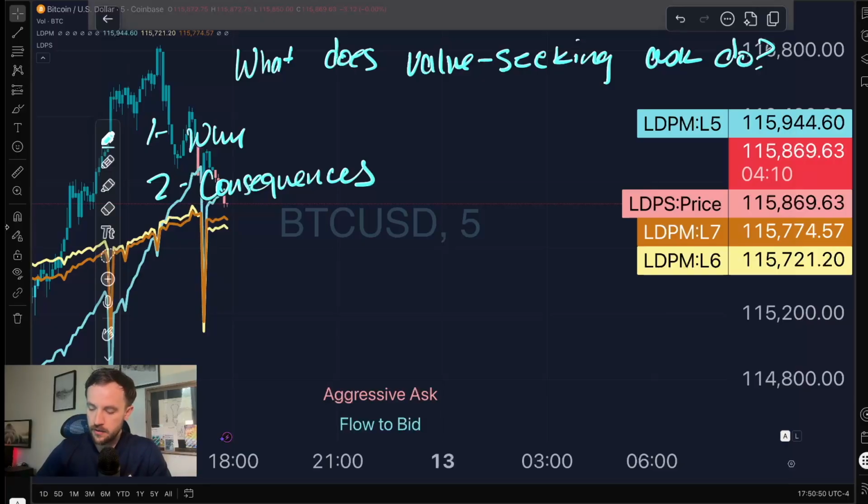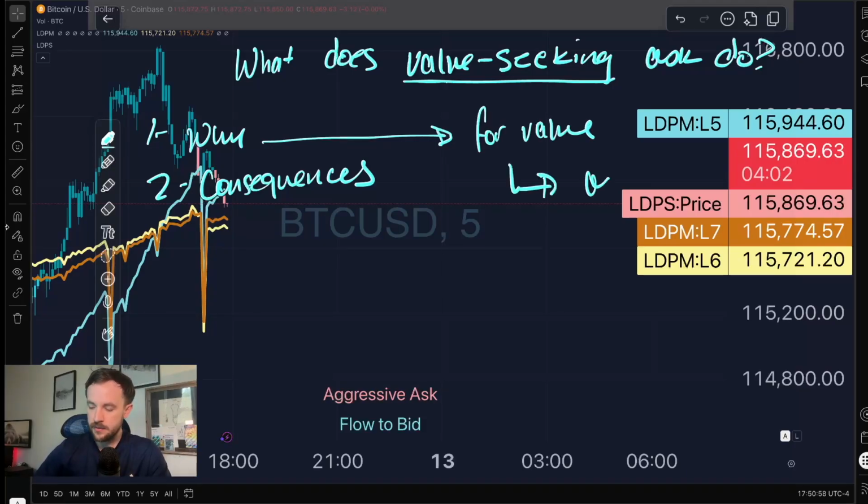For the organic, the value seekers, the why they're there is for value. This means that the ask wants to sell high, and the bid wants to buy low.